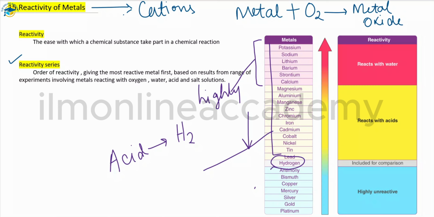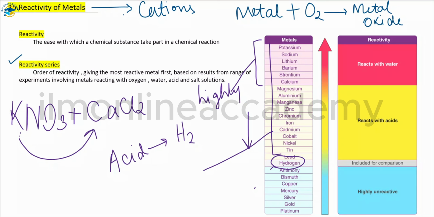Metals that are placed higher on the reactivity series have the ability to displace the metals that are placed lower from their solutions. For example, we have potassium nitrate plus, suppose, calcium chloride. When both of these react together, what will happen? As we know that potassium is much more powerful as compared to calcium, so potassium can easily displace calcium in the calcium chloride, and it will form potassium chloride.